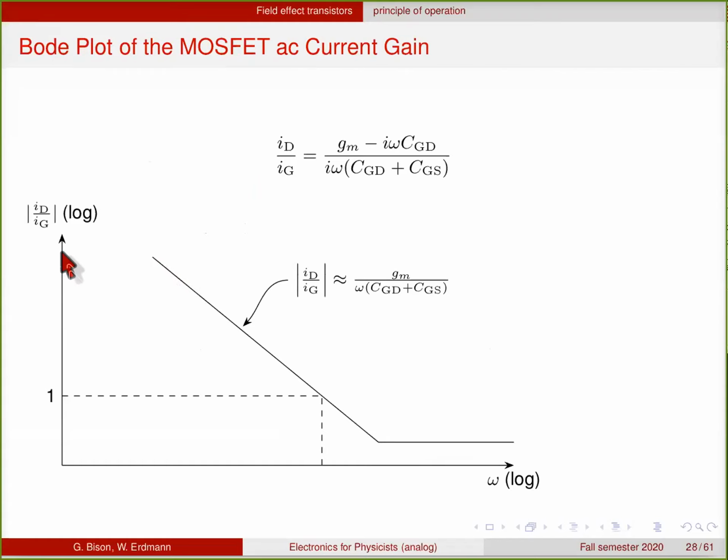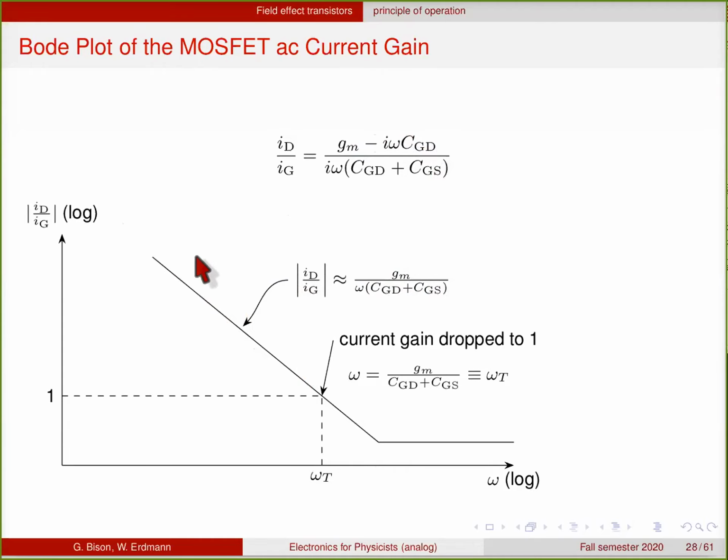For the bipolar transistor, at some point you have a constant value here, which is the DC current gain. That doesn't happen for the field effect transistor, because there's no DC current. But you have the same 1 over f, 1 over frequency fall off for sufficiently high frequencies, where you can neglect these terms most of the time, and you simply have gm over omega times the sum of these capacitances.